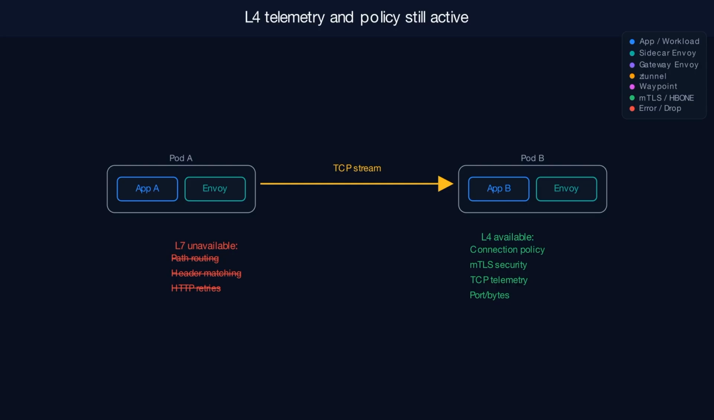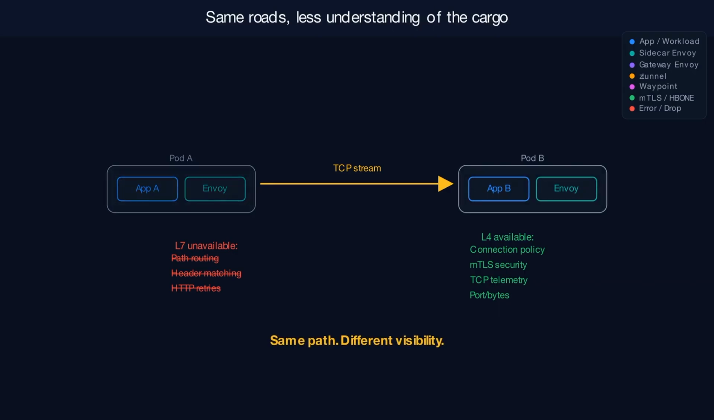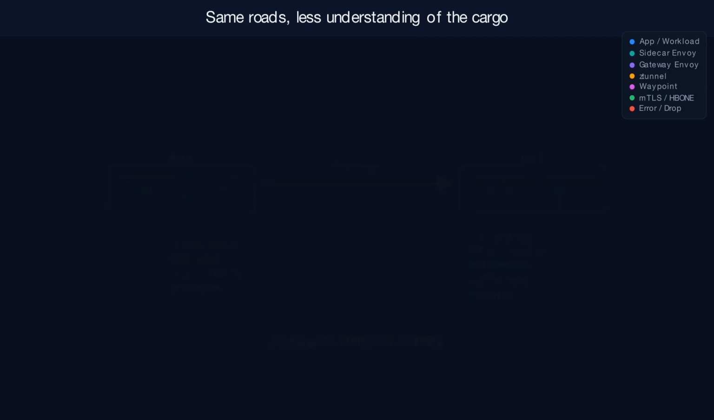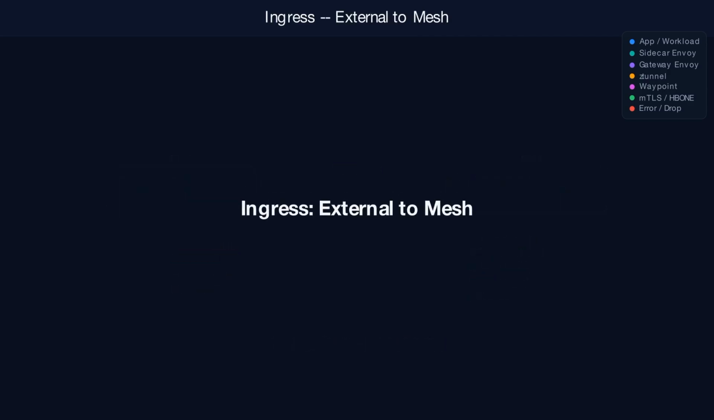But you lose L7 features. Path-based routing, header matching, and HTTP-aware retry semantics become unavailable. The proxy sees bytes flowing through a TCP stream, not structured HTTP messages. So the path stays the same. The visibility and control semantics are different. Same roads, less understanding of the cargo.